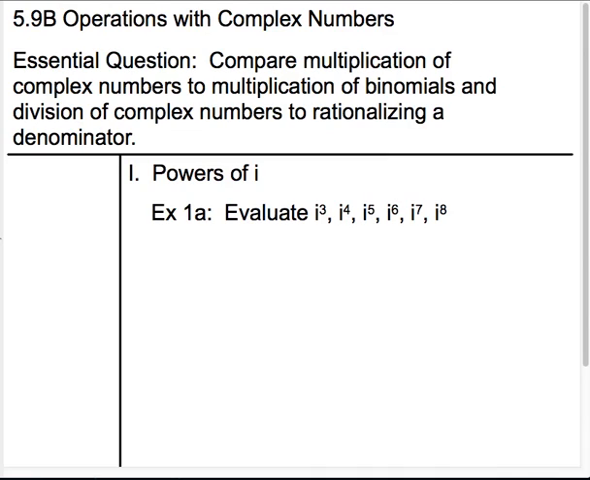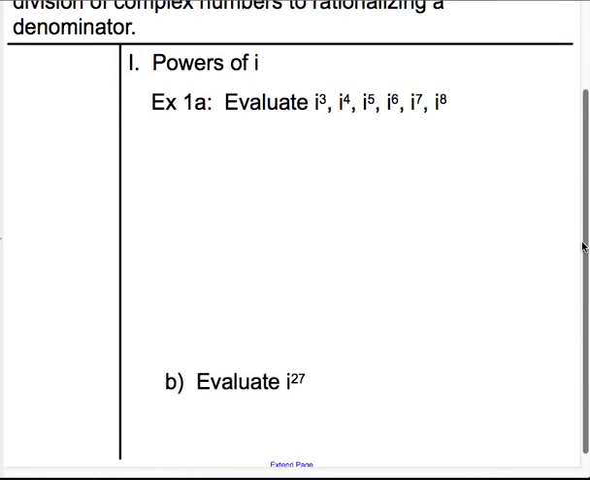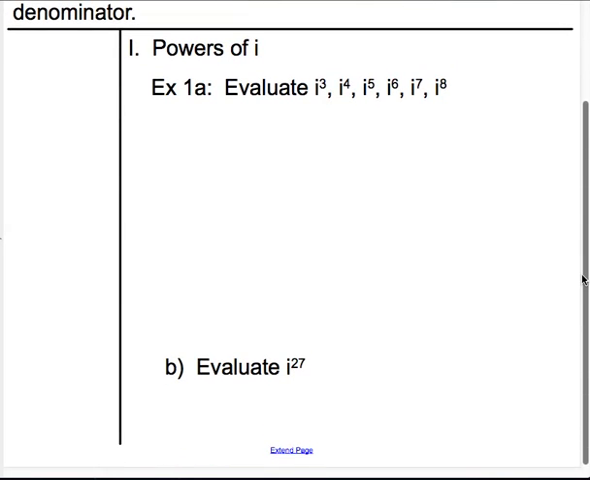All right, so we're going to be looking at, as I said, multiplication and division with complex numbers. Multiplying complex numbers is similar to multiplying binomials, and dividing complex numbers is similar to rationalizing a denominator in a radical expression. Before we see how that works, we need to look at powers of i.